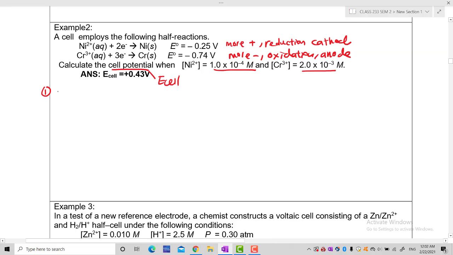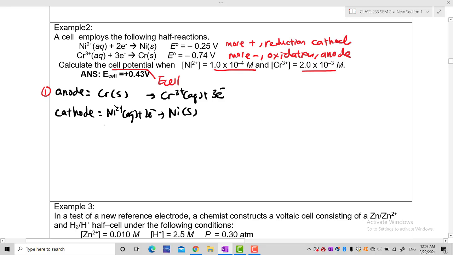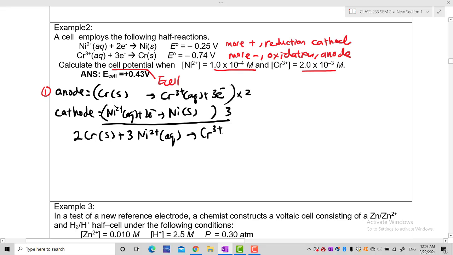Okay, for step 1, for the anode, the equation is chromium solid produces chromium 3 plus aqueous plus 3 electrons, oxidation. And number 2, the cathode, is nickel 2 plus aqueous plus 2 electrons produce nickel solid. Okay, check again. This is 3 and this is 2. That means we need to multiply by 2 here, and here you must multiply by 3 to balance the electrons. So the overall is 2 chromium solid plus 3 nickel 2 plus aqueous produce 2 chromium 3 plus aqueous plus 3 nickel solid. So this is the overall equation.